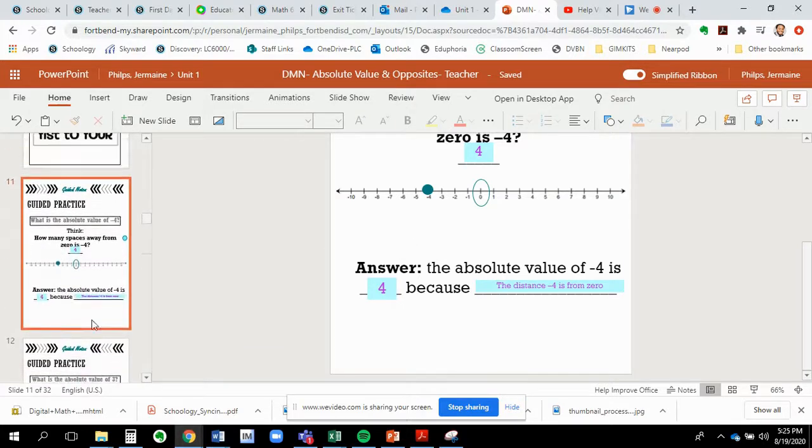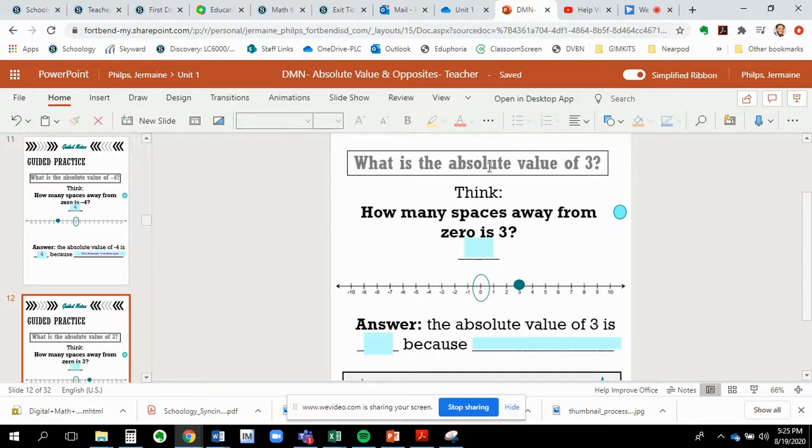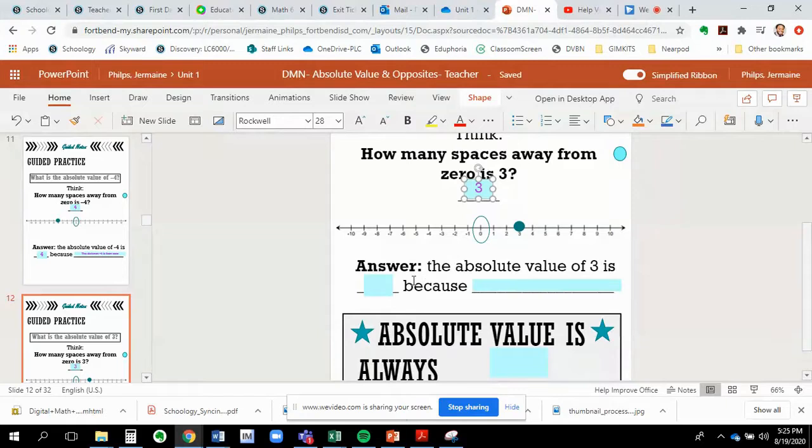Okay, let's look at another example. What is the absolute value of 3? We can think about it like this: how many spaces away from 0 is 3? When we look, we can see it is 1, 2, 3 spaces away. So the absolute value of 3, therefore, is 3, because that is the distance 3 is from 0.